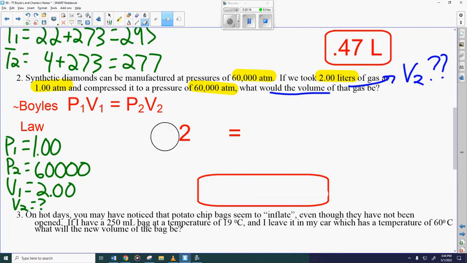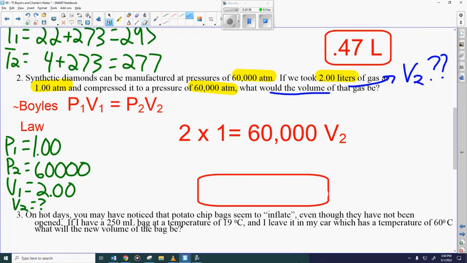So that means I'm going to take that original volume and pressure and multiply them. So I've got 2 times 1 there, and I'm going to set that equal to my final pressure of 60,000 times my final volume, which I don't know. Now, what can I do to both sides to get final volume by itself? Well, if I divide by 60,000, that will cancel these out and get the final volume by itself. So I need to take 2 times 1 and divide that by 60,000 as well.